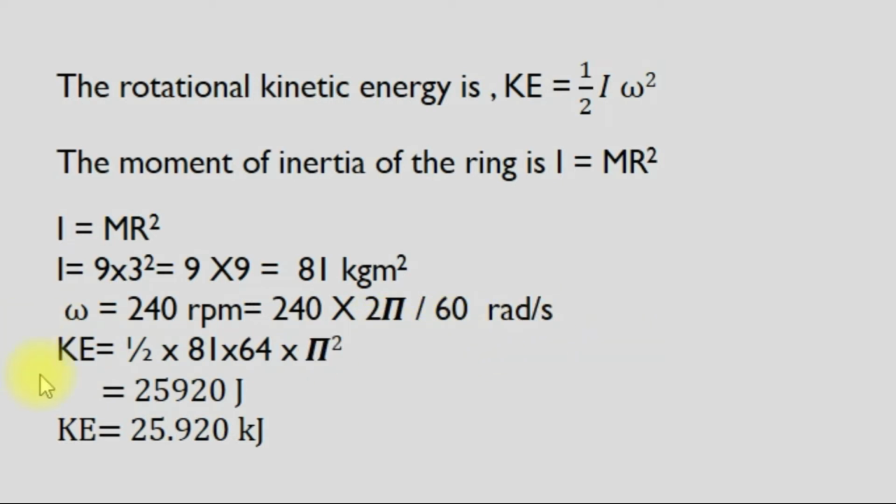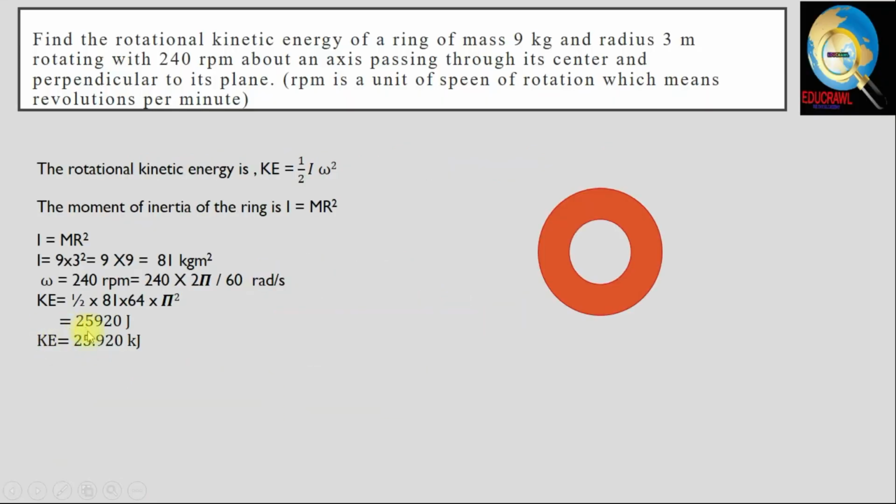So substituting this value in kinetic energy, which is half, I value is 81 and omega squared is, substituting this value, we have 25,920 kilojoule. This is the value of kinetic energy.